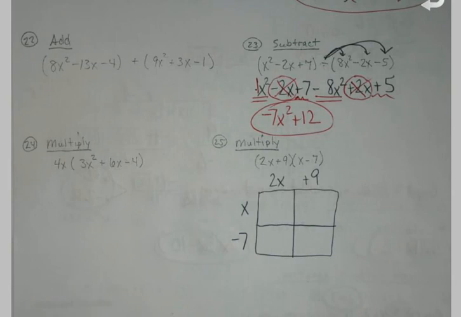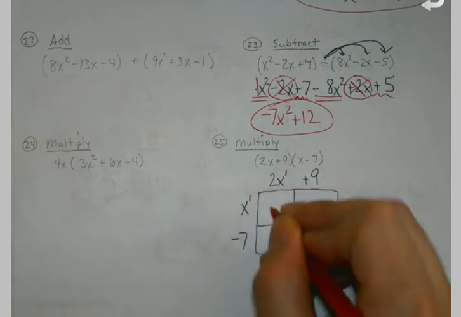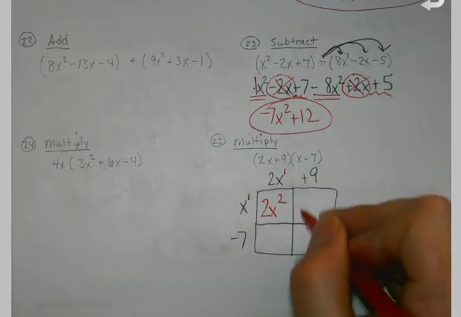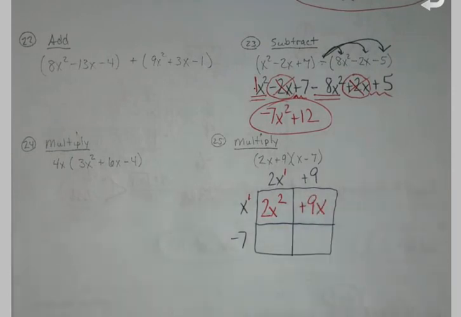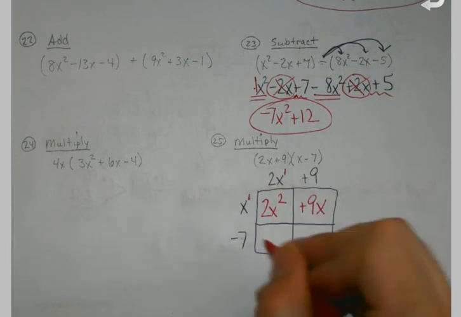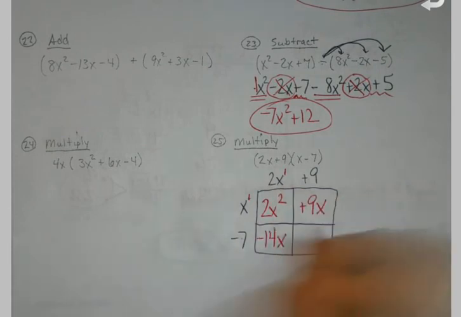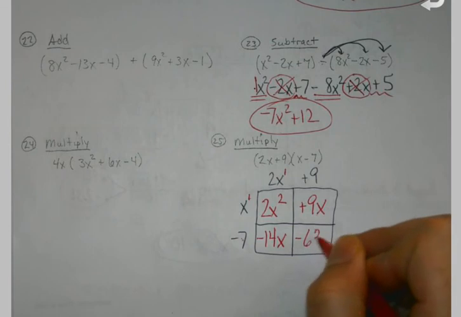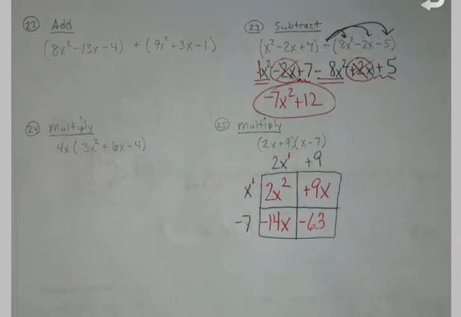So when I multiply, I add the exponents, and I'm multiplying to fill the box. X times 9 is 9x. Negative 7 times 2 is negative 14. And again, we're still multiplying. 9 times negative 7 is negative 63.